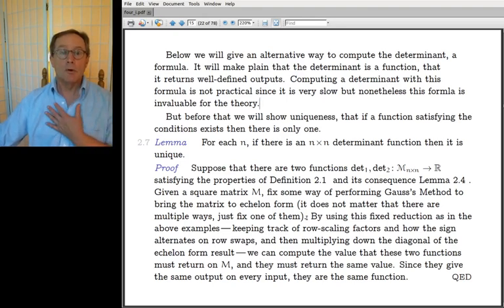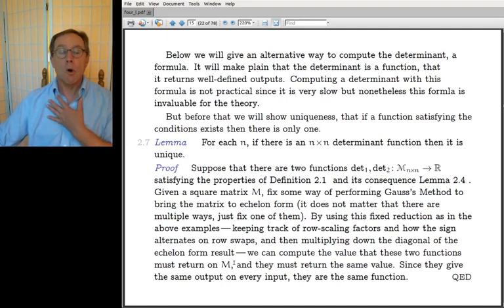Now my computer program and your computer program might not be the same program. Mine might, for example, for no sensible reason, start out by swapping the first two rows. So we might proceed by different ways, but nonetheless, we're just going to fix some way. So in your mind, you fixed a way to perform Gauss's method that goes to echelon form. It doesn't matter which way, just fix one. By using this reduction, as in the above examples, keeping track of the row scaling factors and how the signs alternate, then we compute the value that these two functions have to return on M.